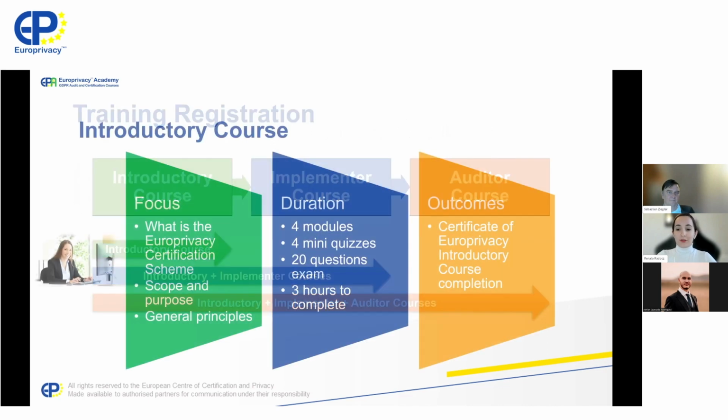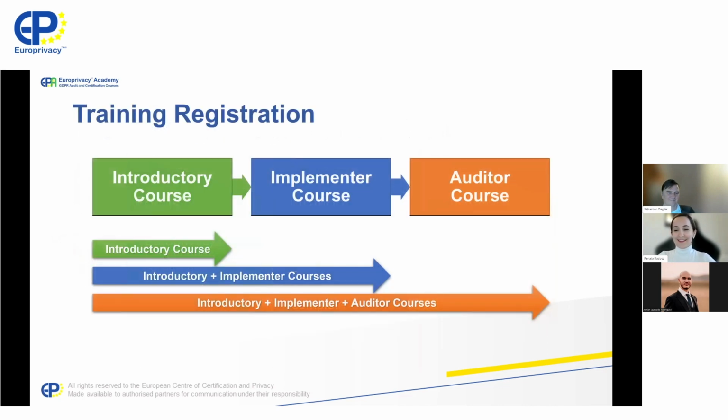So how does the registration work? You have 3 training options on the academy. The first is the introductory training, which only includes the introductory course. This training is ideal for DPOs or anyone who is interested in how Europrivacy works, but doesn't necessarily want to know more about the details. Then we have the implementer training, which includes both the introductory and the implementer courses, ideal for those who wish to facilitate the implementation of Europrivacy requirements. And then third, but not least, is the auditor training, which includes all the 3 courses. This is what you need if you want to obtain a qualification as a Europrivacy auditor.